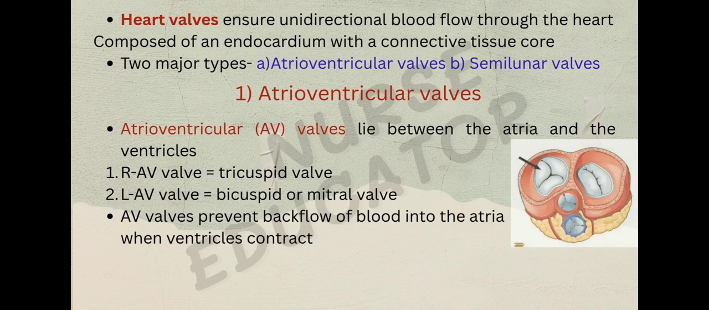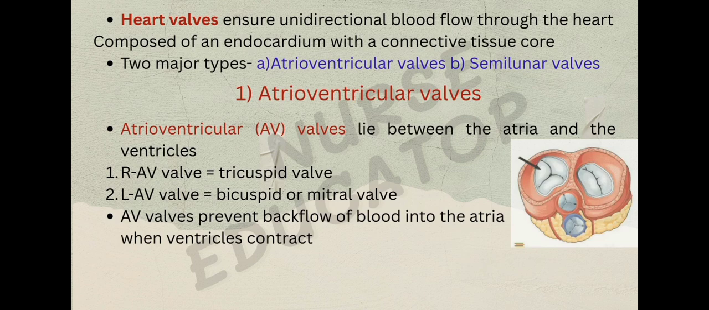There are two major types of valves. One is atrioventricular valves and the other is semilunar valves. Atrioventricular valves, AV valves, lie between atria and ventricles. The right AV valve is called the tricuspid valve. Why is it called tri? It is called tri because it has three flaps or three leaflets. The left AV valve is called the bicuspid or mitral valve because it has two flaps or two leaflets.